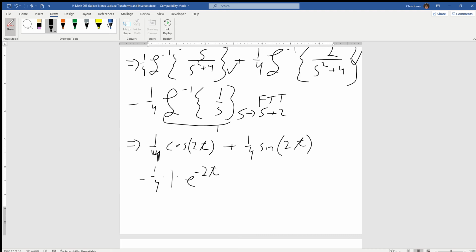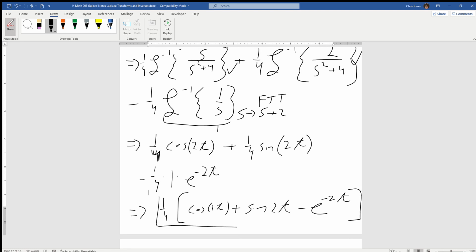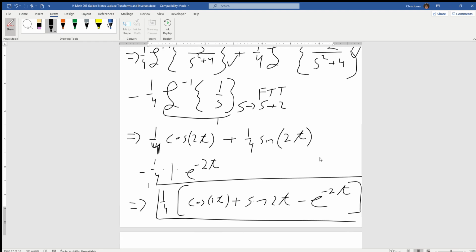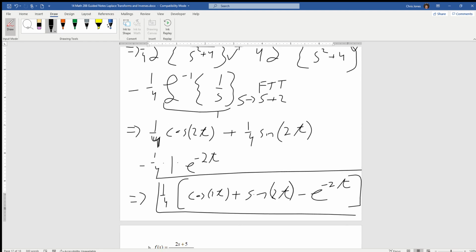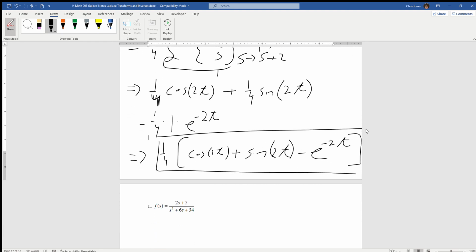If we wanted to factor out the 1/4 and clean that up just slightly, we could write this as cos 2t plus sine 2t minus e to the minus 2t. So pretty cool on that one. We still have to use partial fractions to be able to solve it, but this is what we end up with. Now, one last example, and this is unlike any of the ones that we've seen before.